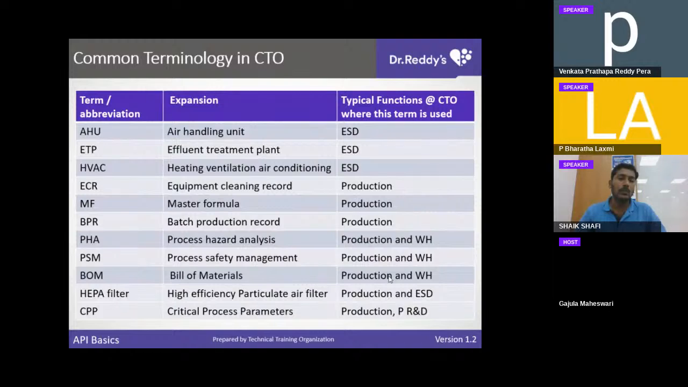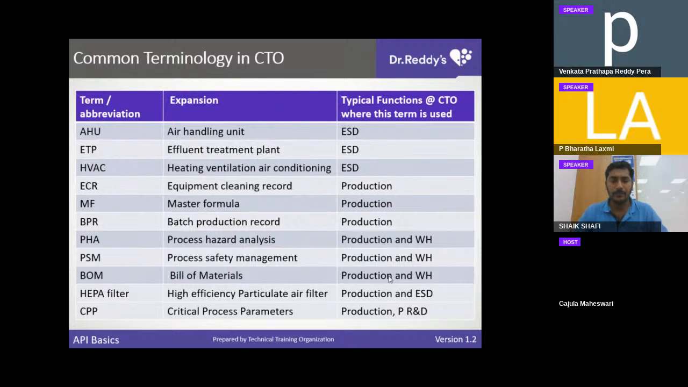And coming to different types of terminologies we are using in the process. One is AHU, I told, air handling unit. Basically, we are using this AHU to supply the air inside the clean room. This comes under ESD. ESD means Engineering Services Department. Lakshmi, there is one more slide. I can continue. I mean, we are running late. Not a problem.